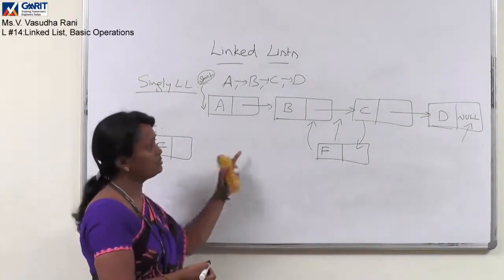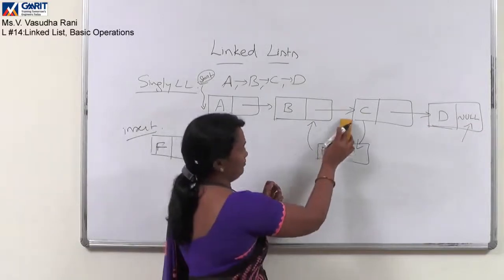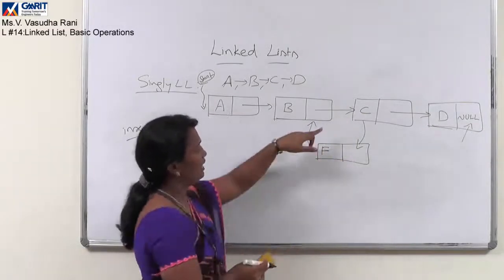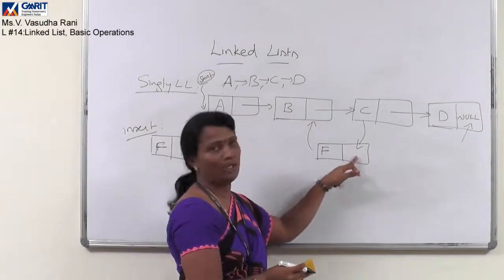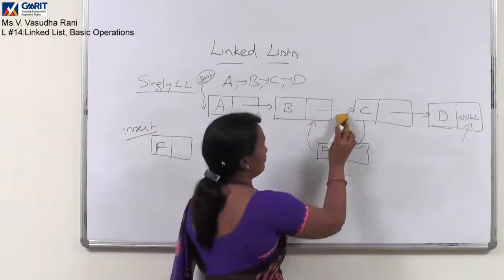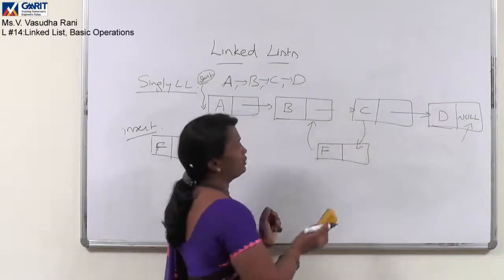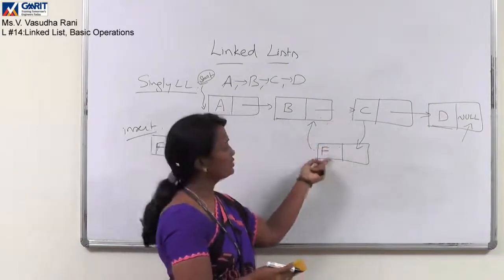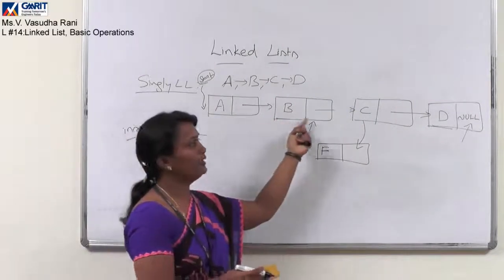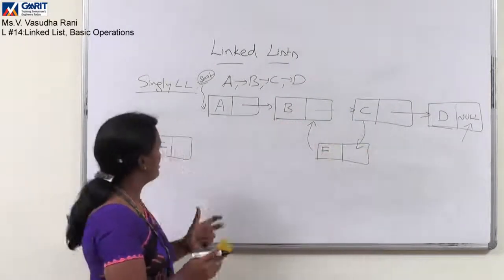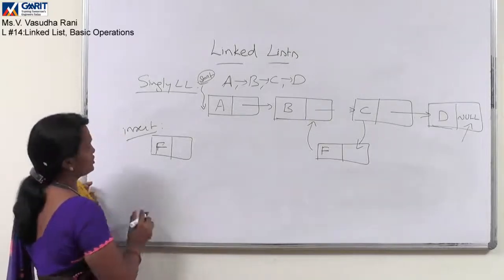Like this, we have to store the address of F into B and the address of C into F. We have to break the relation between these two nodes, so that we are able to insert F in between B and C. This is one possible case of insertion.